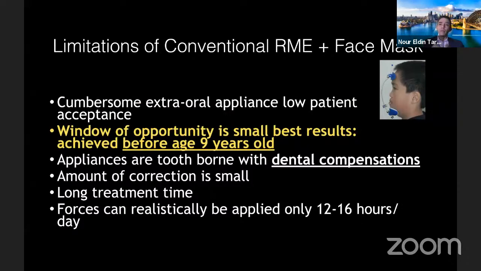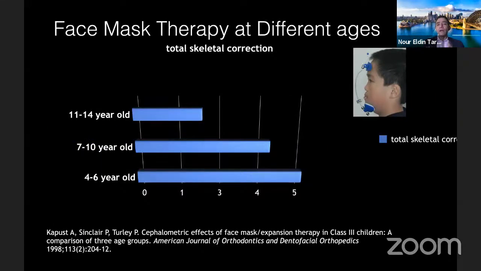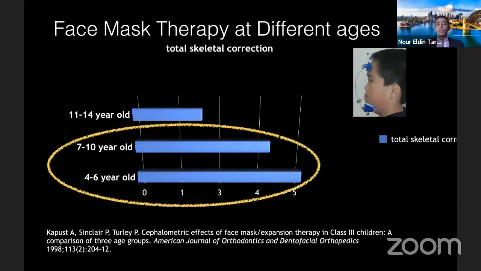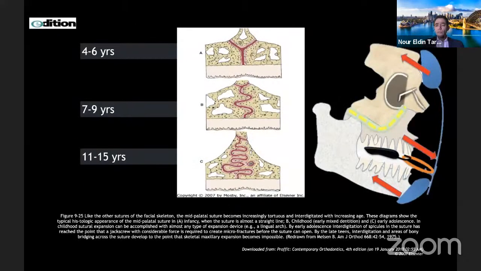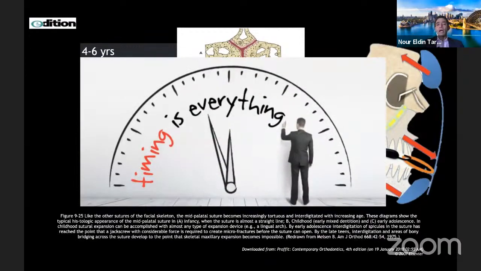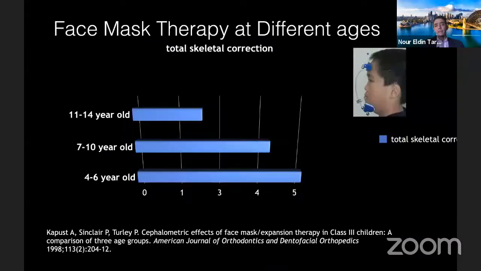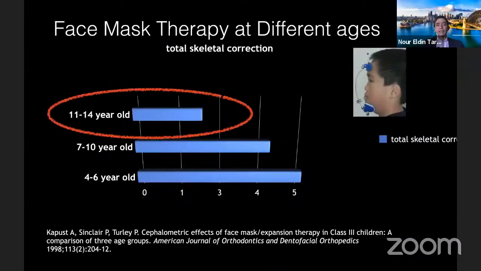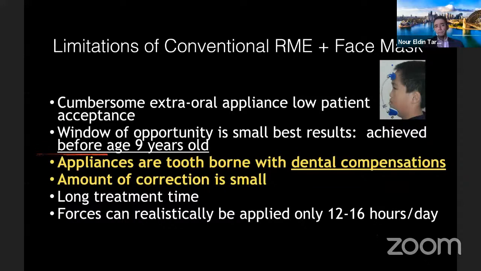Ideally, we want to be intervening before the age of 9 years old. And that gives you a relatively narrow window of opportunity if we don't see this child in time. That's because sutures become more interdigitated with age, and so they become less responsive to the protraction forces. So timing is everything when it comes to these cases. Another aspect is in older patients, they potentially won't be as compliant with wearing a face mask, so that can also reduce the quality of their result.